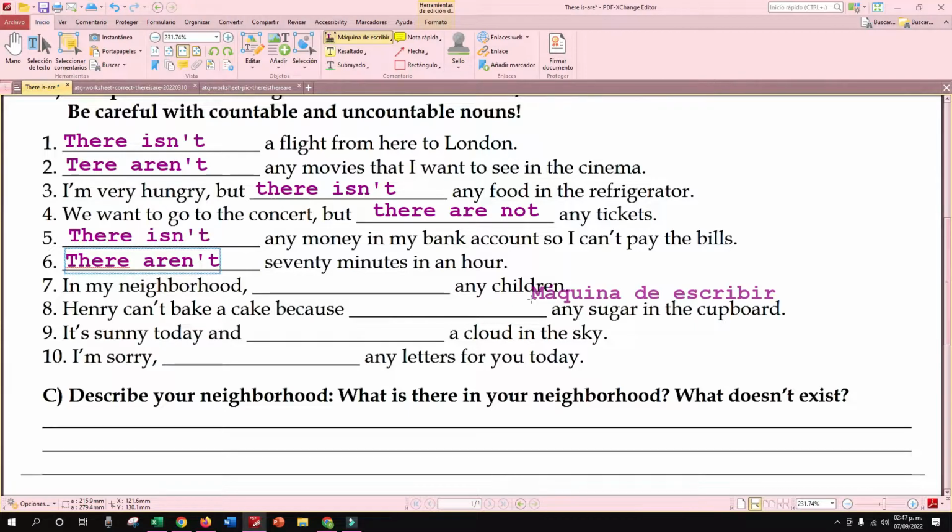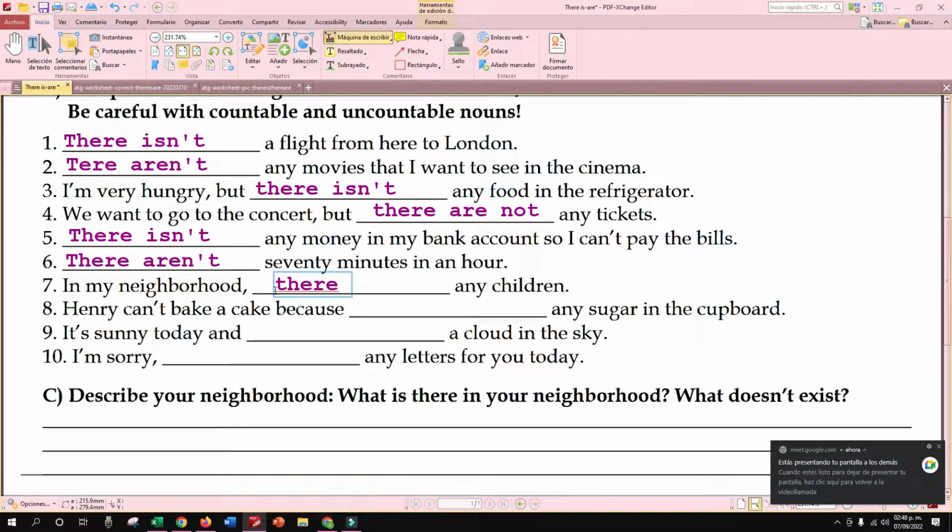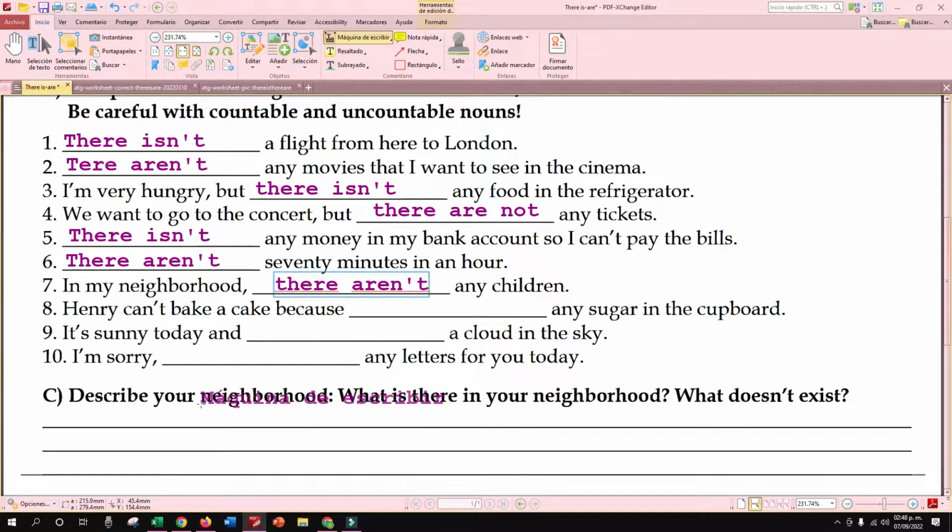So, which will be the answer? Plural form. So they aren't, right? Any children. Perfect. What about 8? Henry can't bake a cake because, look at this one, sugar. Remember that this is an uncountable noun. So you're going to use there what? There isn't. There aren't. There isn't, right? Why? Because you have here sugar.